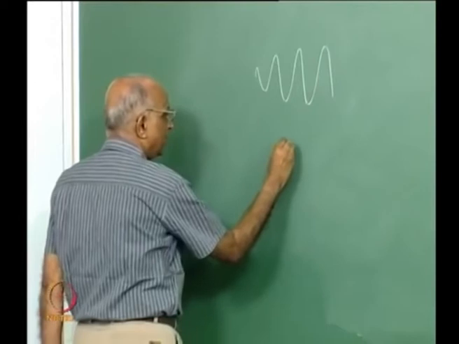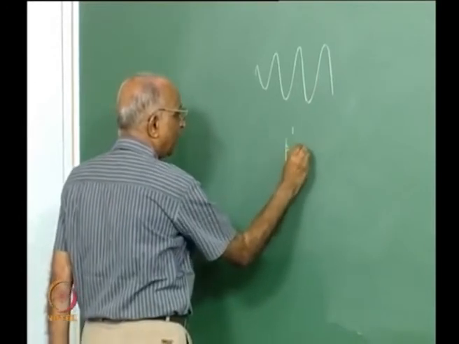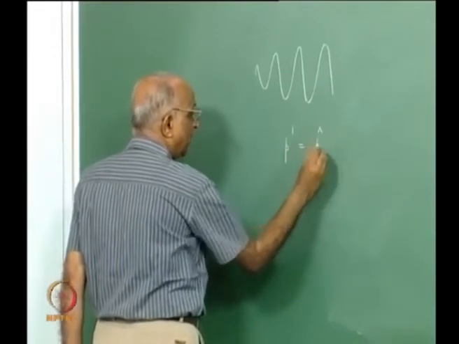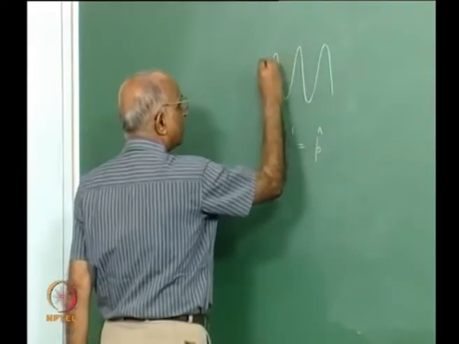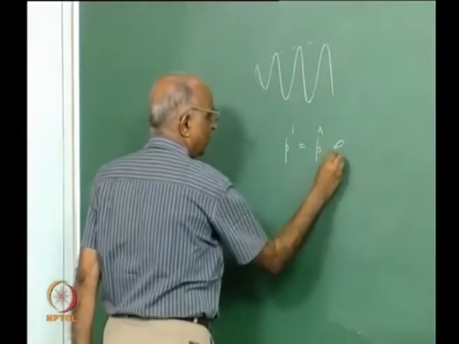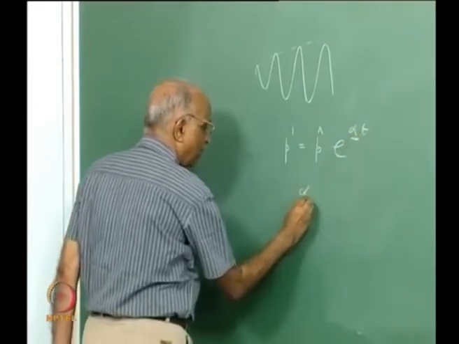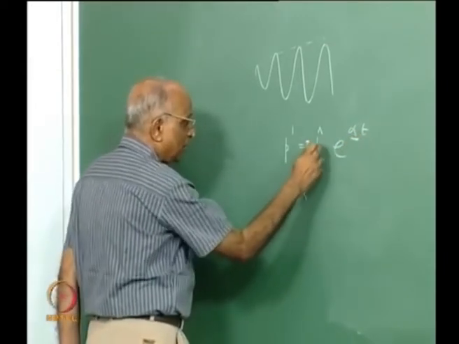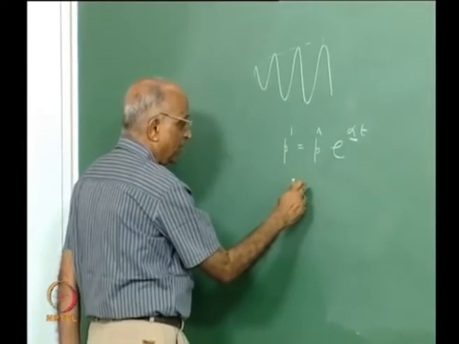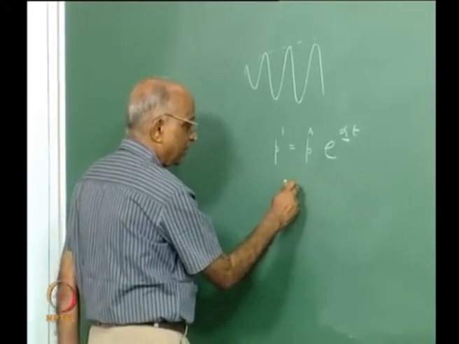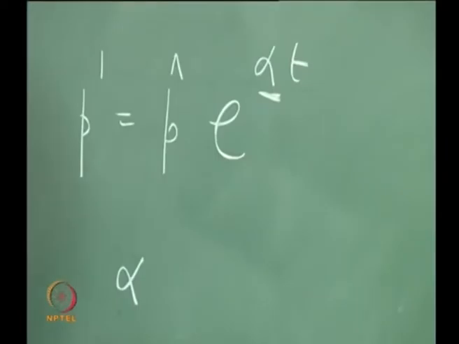Rather, we are interested in finding out the value of p prime as a function of p hat, and since we are interested in the growth of these oscillations, we are interested in finding out the growth constant alpha, and this, when the oscillations grow, is positive, and that is what we measure in a T burner. Let me come back to this.